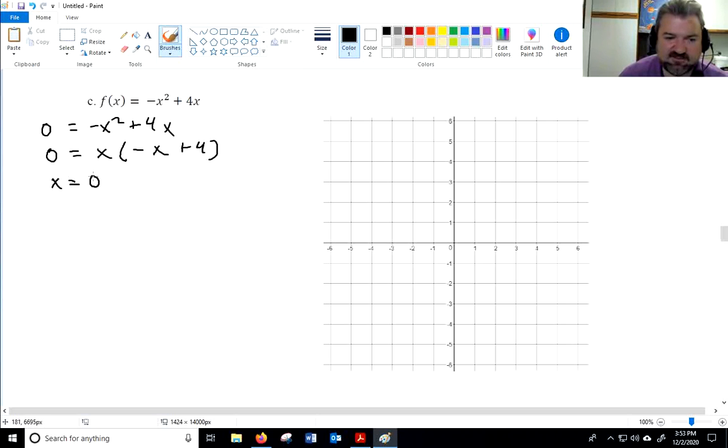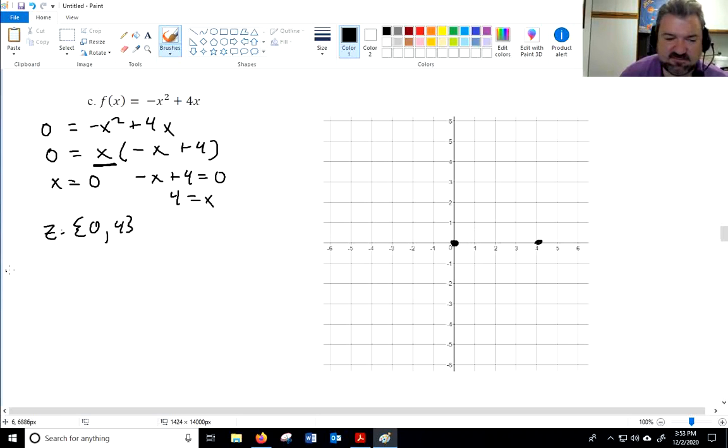So one of my factors is found by setting x equal to 0. One of my zeros. Set this factor of x equal to 0. Then I have negative x plus 4 equals 0. So I get 4 equals x. So 0 and 4, those are my zeros. Finally got some that we could find by factoring, huh?